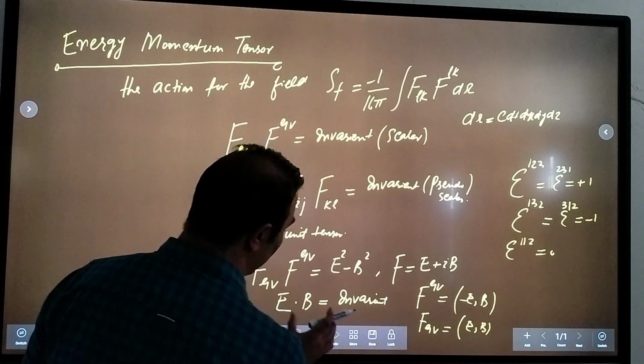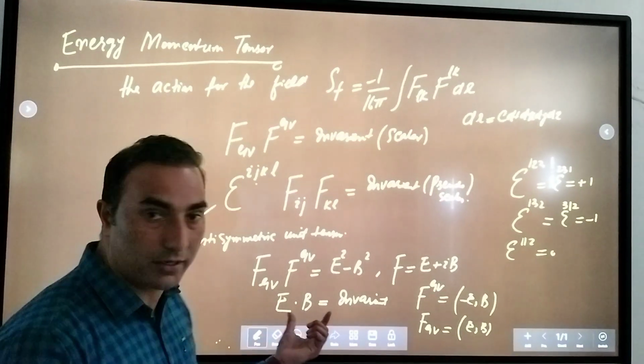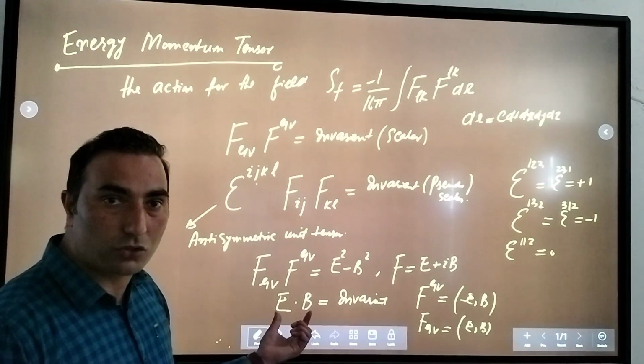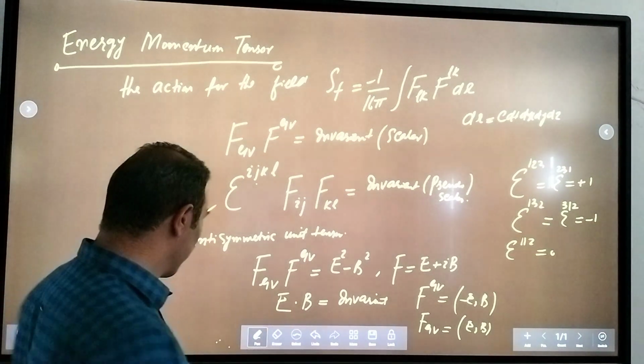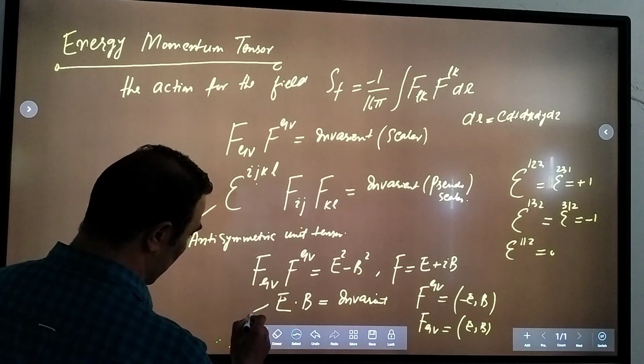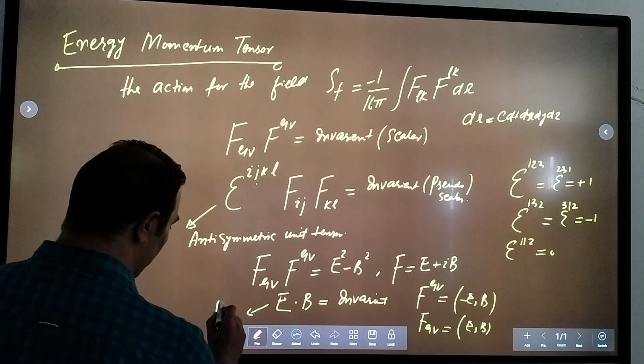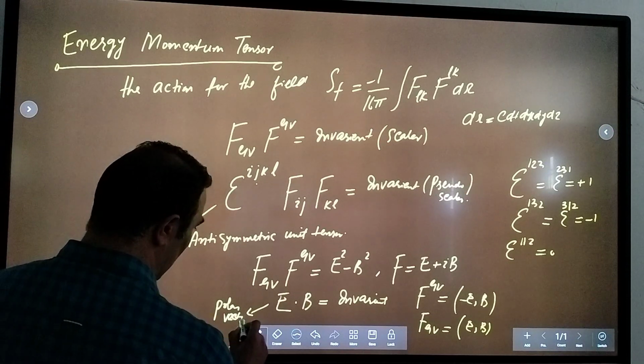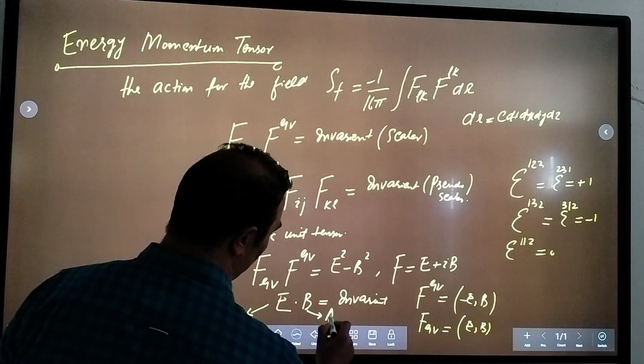So this also, because this is simply the scalar product between the electric and the magnetic field components, right? So this also remains invariant. Okay, right. Because this is our polar vector, and that's our axial vector.